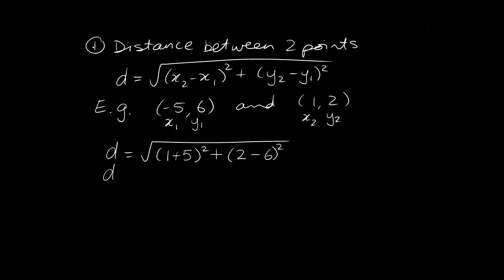So let's do the calculation now. Alright, so that's going to be the square root of 1 plus 5 is 6, all squared will give me 36. And then 2 minus 6 is going to be -4. -4 all squared is 16. So the distance is going to be the square root of 52.